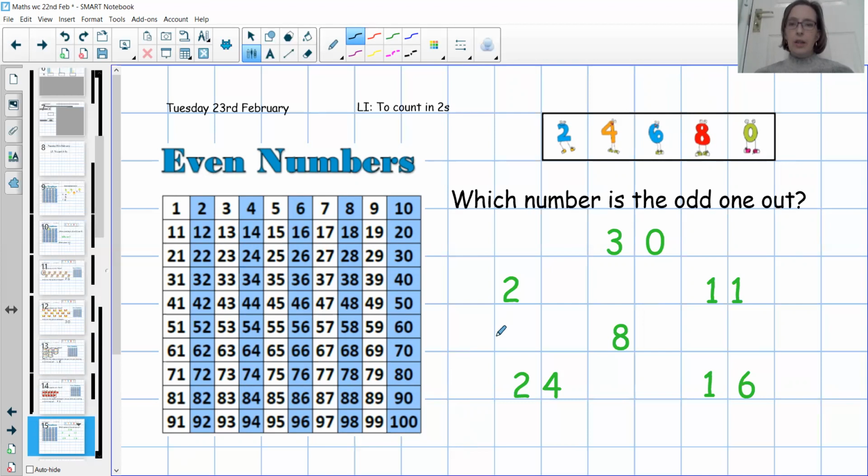So have a look at these numbers. One last task before you go. Which one's the odd one out? Yes, well done. Hopefully you spotted it was number 11, because that doesn't end in any of these numbers, and therefore it's the only one we won't say when we're counting in 2s.